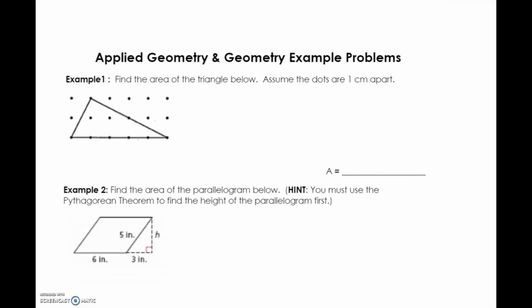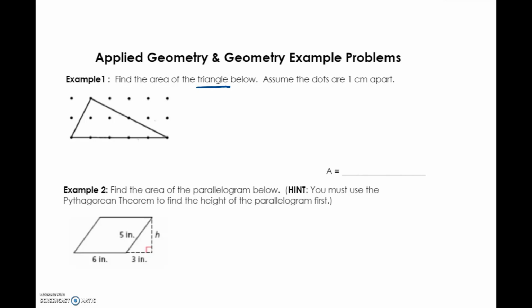So first one, find the area of the triangle, and assume the dots are 1 centimeter apart. So here's what I would recommend if you want to make sure that you're getting all of these correct and doing them all the right way: before you get into any of these problems, I want you to just underline the name of the shape that you're looking at. Okay, it might seem tedious, but it really will help you keep track of which equation you need to use and how you're going to go about this problem.